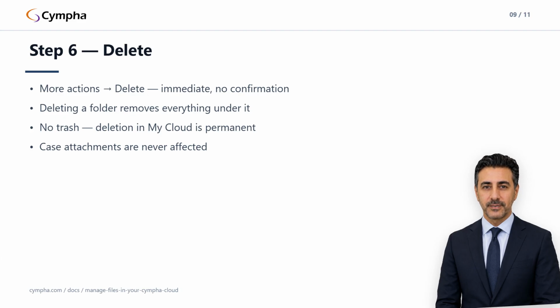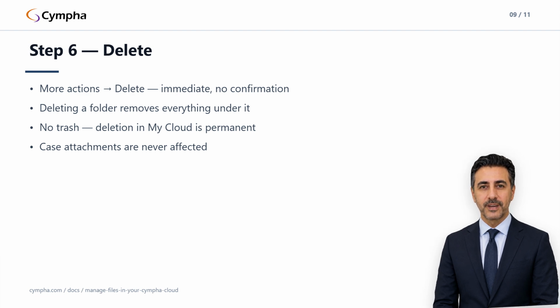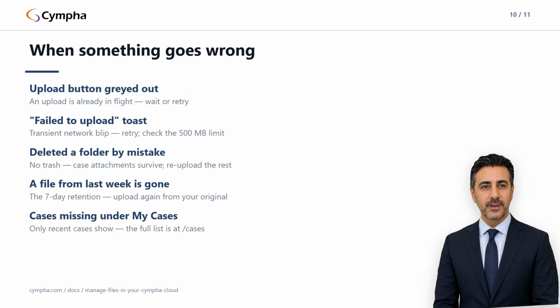If the upload button is grayed out, an upload is usually already in flight. The label shows how many, or your browser blocked the file picker. Wait a moment to retry. If a toast says a file failed to upload, that's usually a transient network blip on the direct-to-storage transfer. Retry the same file. And if it keeps failing on that same file, check that it's under the 500 megabyte browser upload limit and that nothing on your network, like a corporate proxy or VPN, is interfering with uploads.